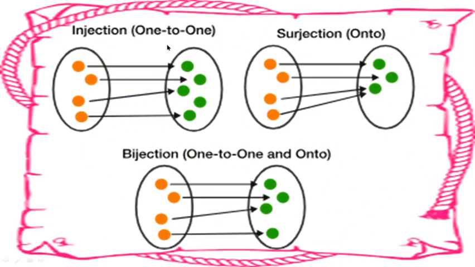What do we mean by injective function? One-to-one function, when all the elements of set A have one unique image in set B. So the function is injective, or we call it one-to-one. Surjective means when all the elements of set B have some pre-image. So we call it surjective or onto. And when the function is both one-to-one and onto, we call it bijective.